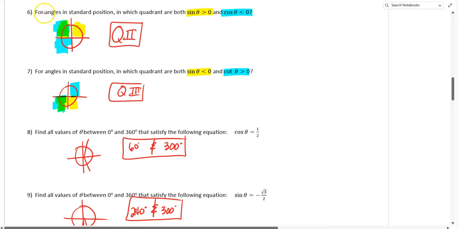Similarly, we would approach the same way for questions 6 and 7. Sine is positive and cosine is negative in these regions. The point that they overlap is here, quadrant 2. And for number 7, the point where they overlap is again quadrant 3.